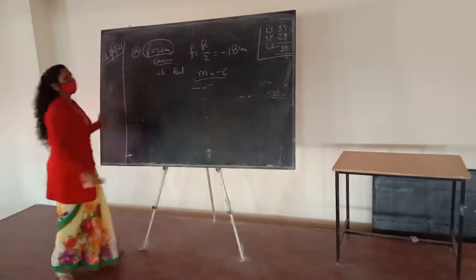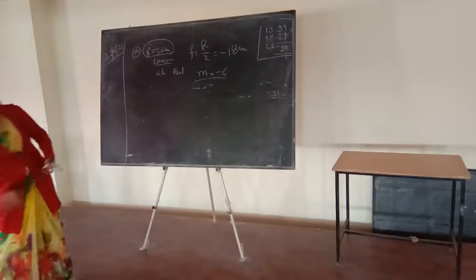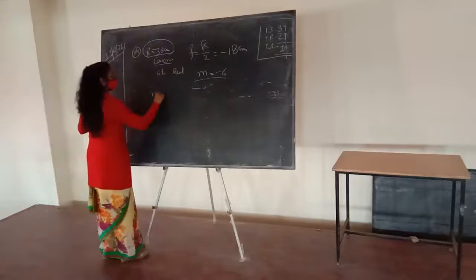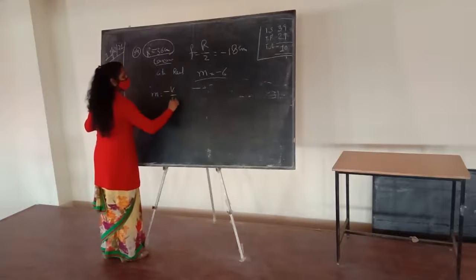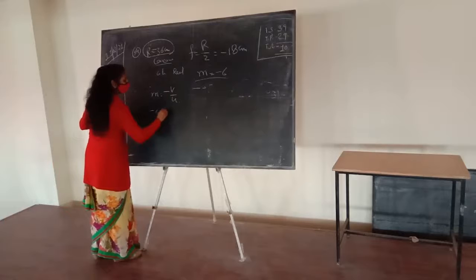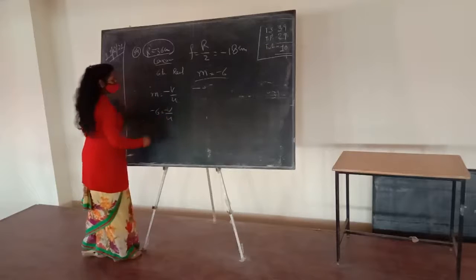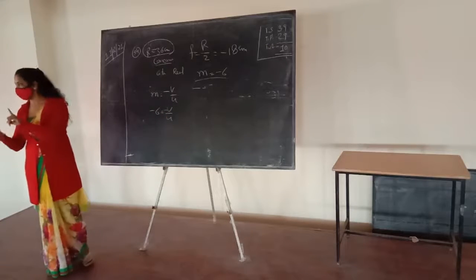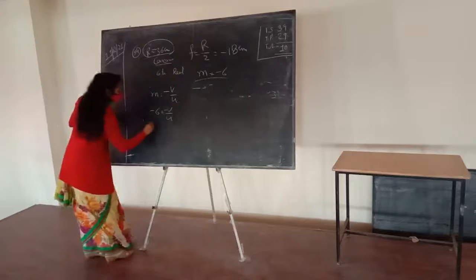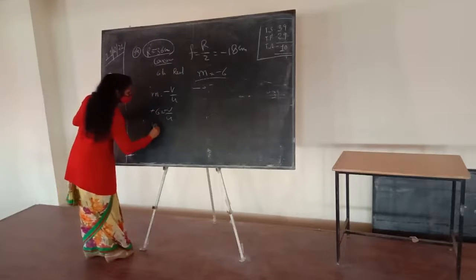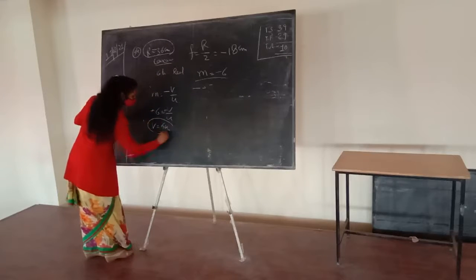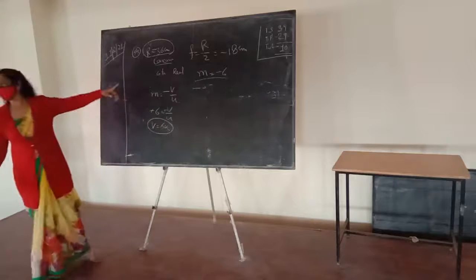Yes, we know the formula of magnification. Magnification is equal to -v upon u. -6 is equal to -v upon u. So by this we can find the relation between u and v. So v is equal to 6u. This is the relation which we get from magnification.